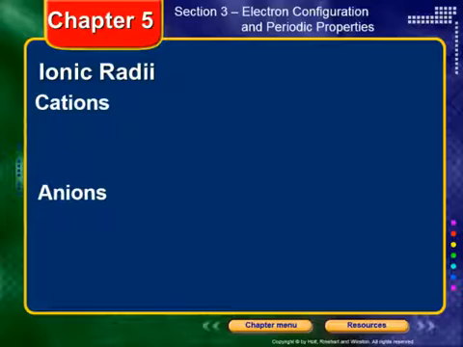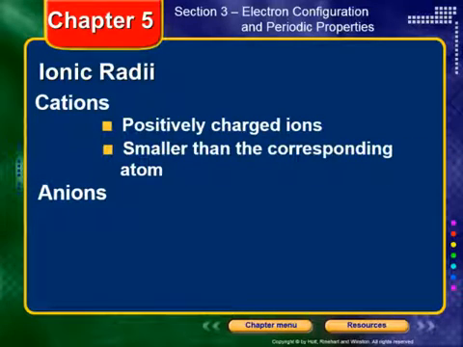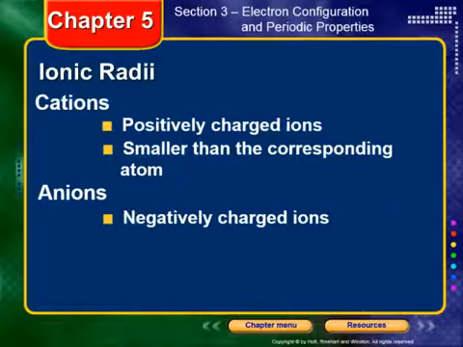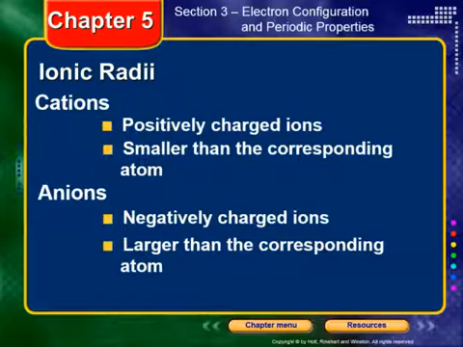Moving on to the next trend, ionic radii. Same idea as atomic radii, but instead of looking at electrically neutral atoms, we're looking at charged ions. Again, there are 2 types of ions, cations, which are positively charged ions, and these are going to be smaller than the corresponding atom. Anions, the negatively charged ions, are going to be larger than the corresponding atom.